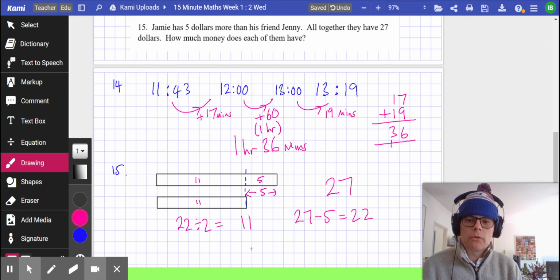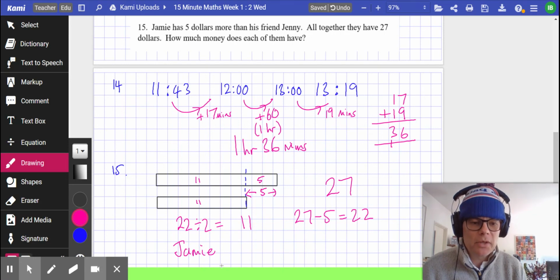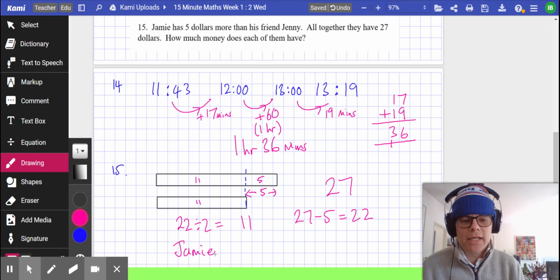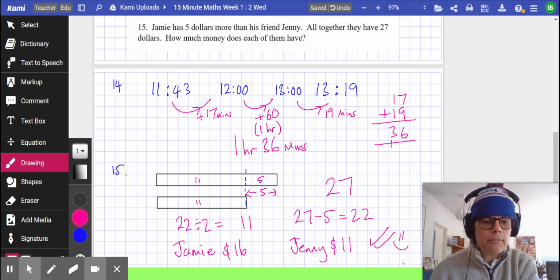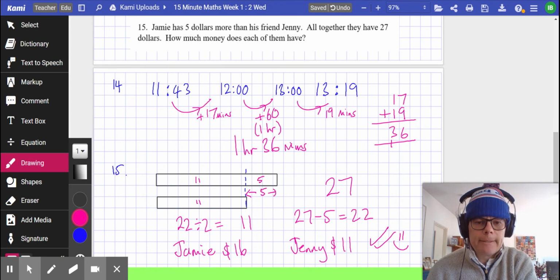And so we haven't answered the question, how much money does each of them have? Let's answer the question now, because sometimes in maths we forget to answer the question. We do all this lovely work and then forget to answer the question. So I've got to tell you how much Jamie has and how much Jenny has. Jenny has the smaller portion, that's 11. Jamie has the bigger one, that's the 11 plus the 5, $16. Double check, 16 plus 11 is 27. Very well done if you got that right. There's a nice visual way of learning there.